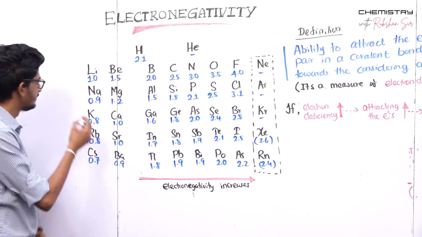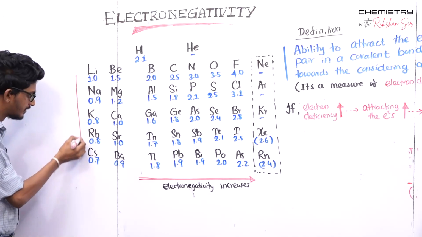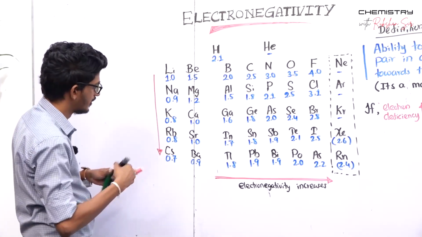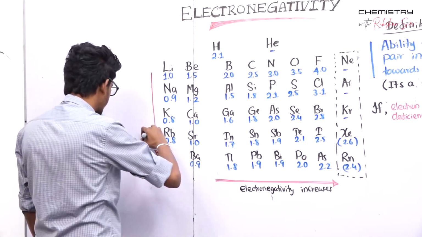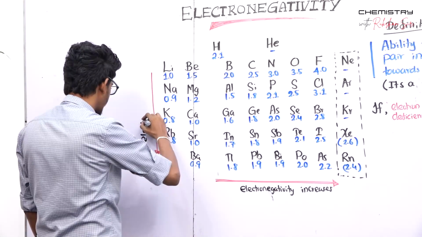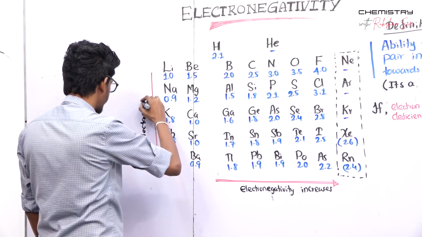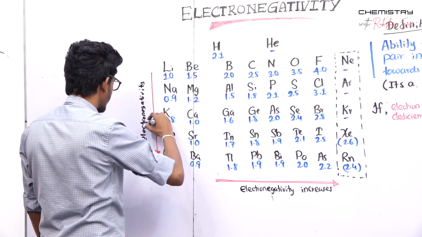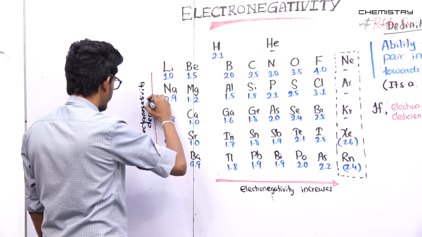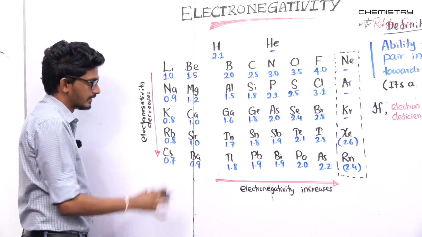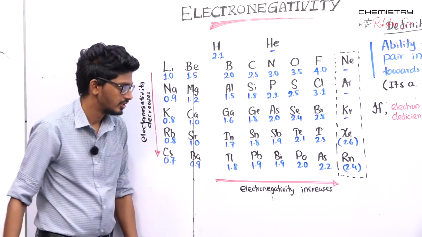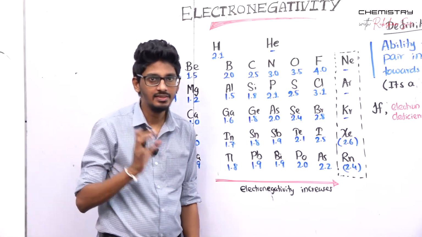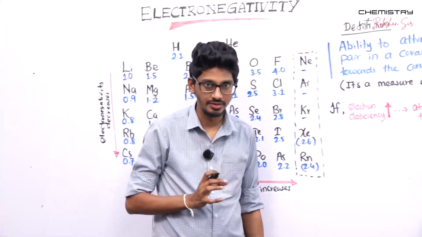What happens when going down a group? Electronegativity decreases. That is the major two trends you should absorb from these numbers. Let's discuss the reasoning behind those two trends.